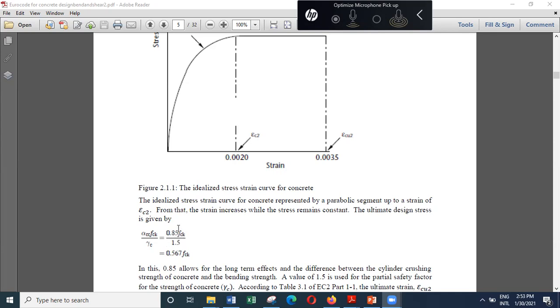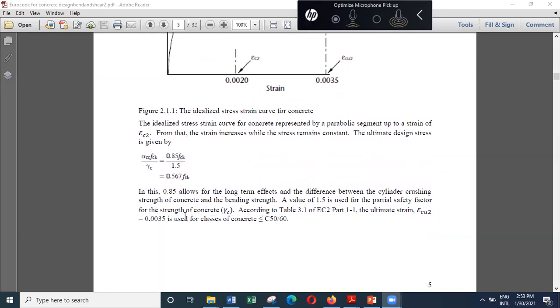And we also need another parameter, and that is 0.85. And this 0.85 will relate the behavior in compression to the behavior in flexure, that is, behavior under flexural compression. And you can also see these parameters are applicable up to 50 cylinder strength or 60 cube strength.